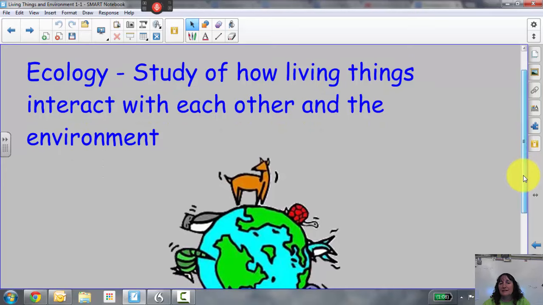Lastly, ecology is the study of how living things interact with each other and the environment. So if there's a person who's an ecologist, what they do is they study how living things, including humans, interact with each other. So humans with animals, or with the environment. So humans with the environment, like pollution and things like that.